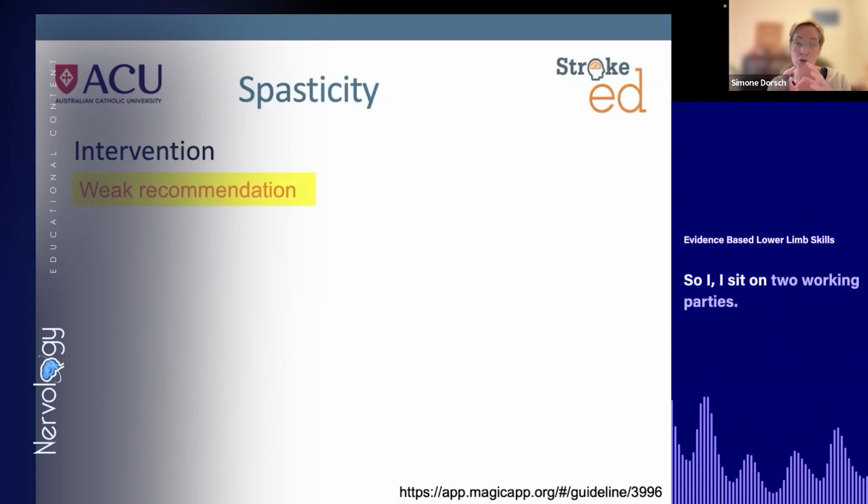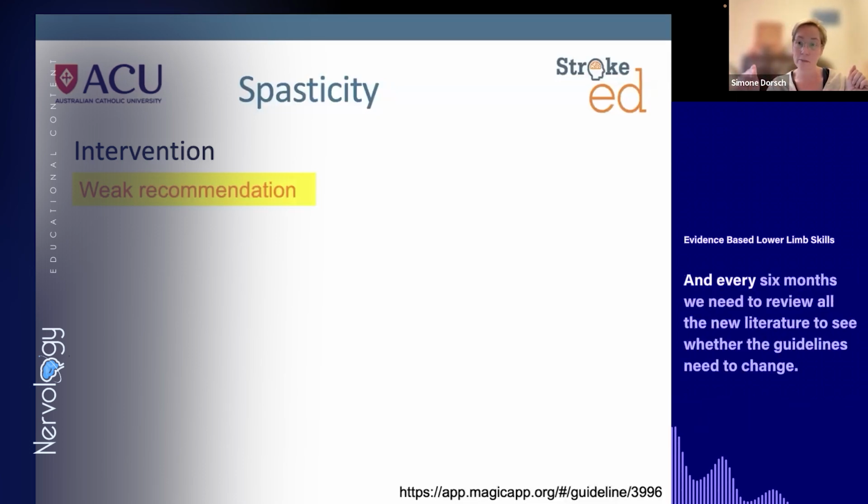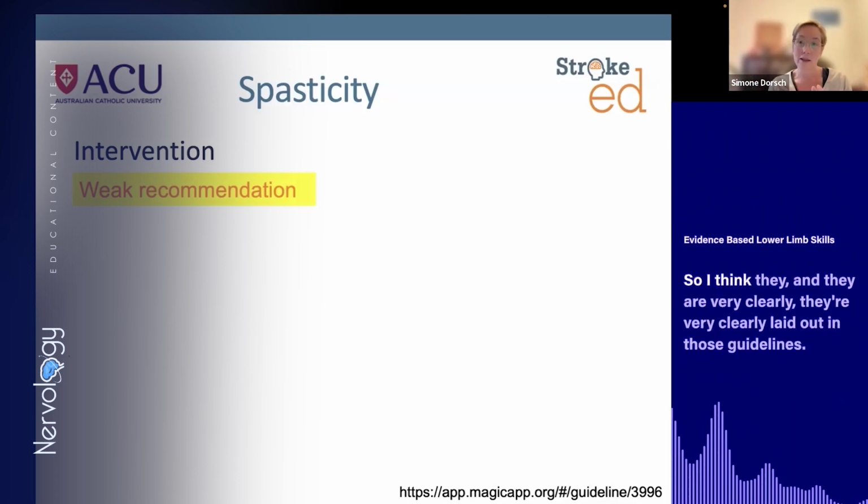I sit on two working parties, the working party for strength and the working party for standing balance. And every 6 months, we need to review all the new literature to see whether the guidelines need to change. So I think they are very clearly laid out in those guidelines.